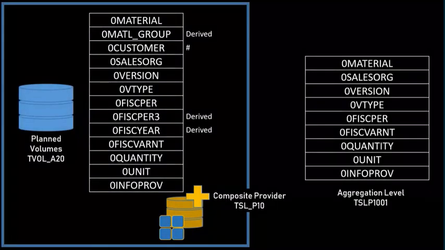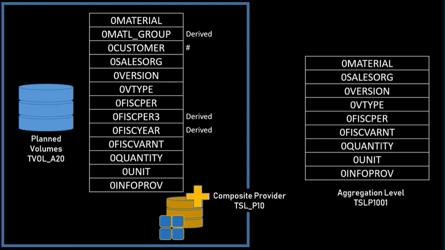The first aggregation level we will create is an aggregation level in preparation of a copy function we will write in the next chapter. Our first planning function will consist of a copy function where actual volumes are copied from the actual volume ADSO TVOL_VWO to the planning ADSO TVOL_A20.